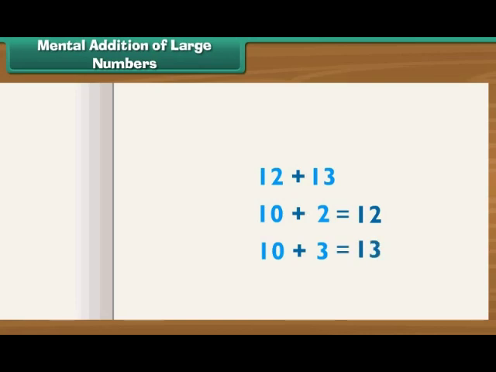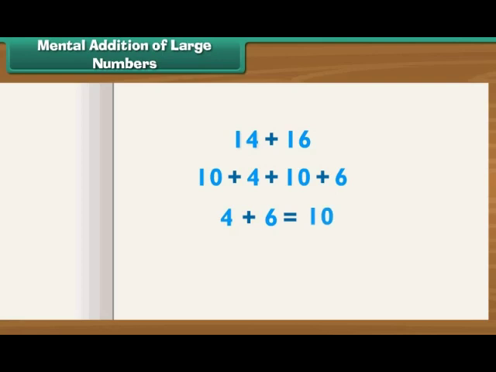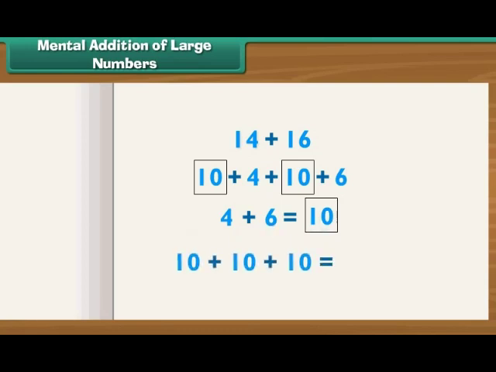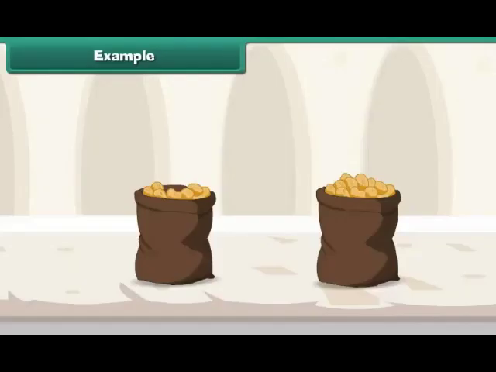Mental addition of large numbers. Let us use a different technique for mental addition of two large numbers. In this technique, we break the number into tens and ones and then add. Write 14 plus 16 as 10 plus 4 plus 10 plus 6. 4 plus 6 is equal to 10. We now have 3 tens. Add them. 10 plus 10 plus 10 is equal to 30. 14 plus 16 is equal to 30.